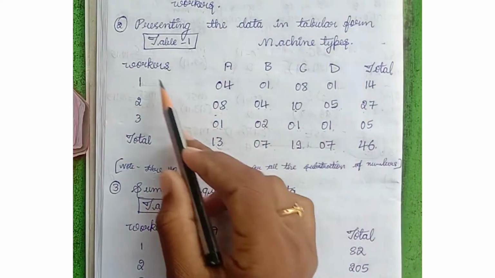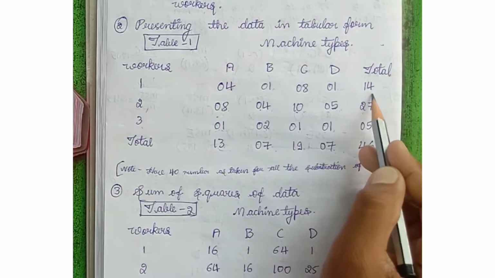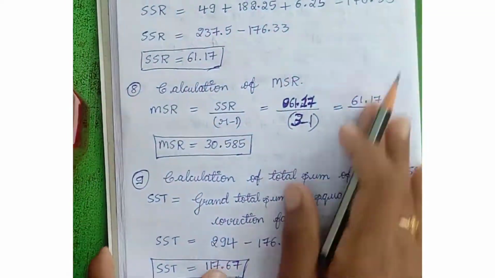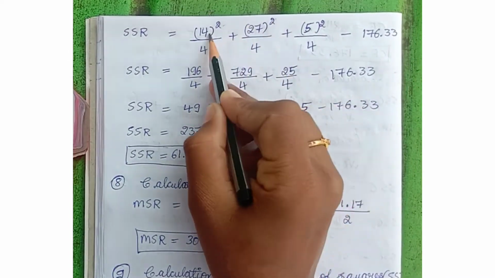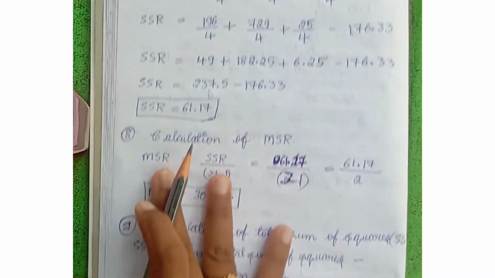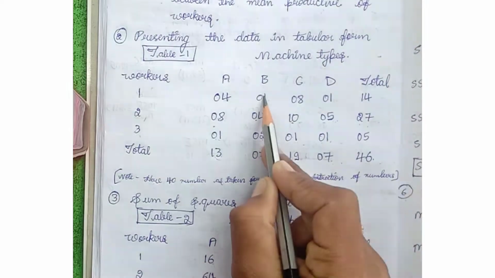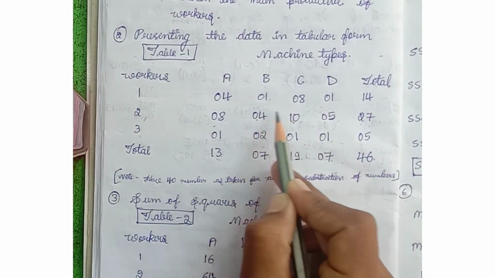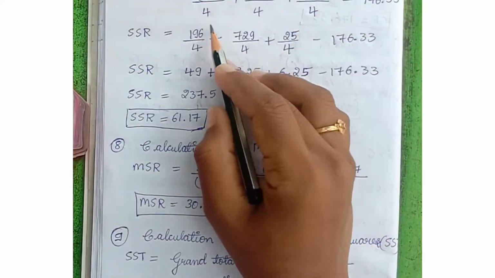So here we have 3 rows, 1 2 3 workers. These 3 totals we have to take, that is 14, 27, 5. We have to square these: 14 square, 27 square, 5 square, divided by 4. As I told, we have 4 observations. See here, 1 2 3 4, 1 2 3 4, 1 2 3 4. In every row we have 4 observations, so we have taken 4 here.